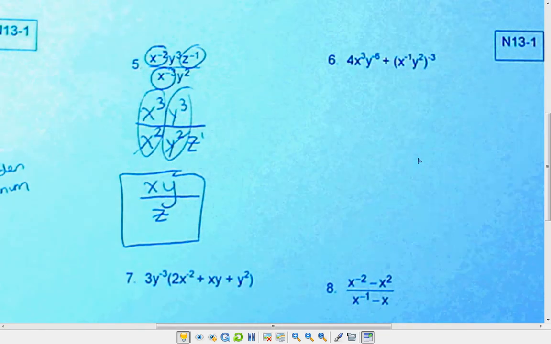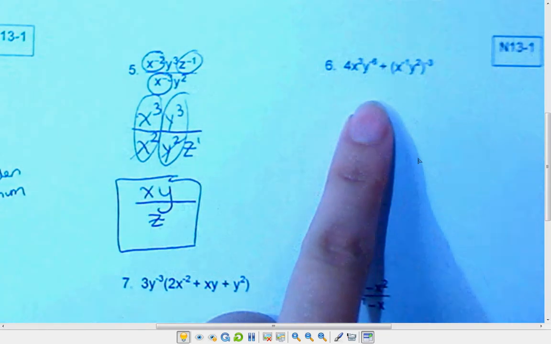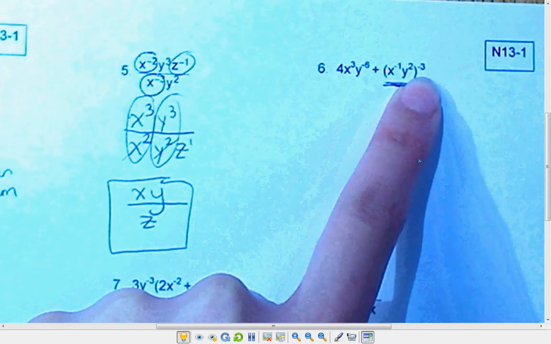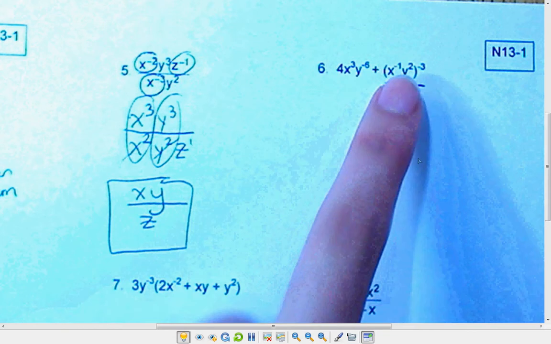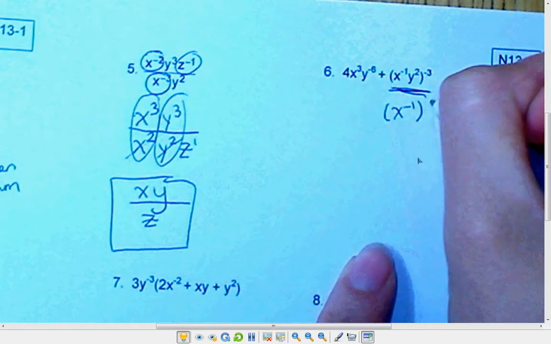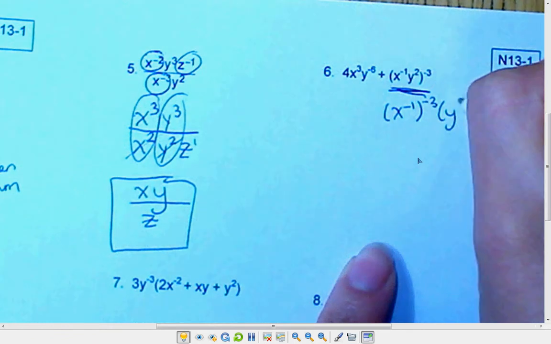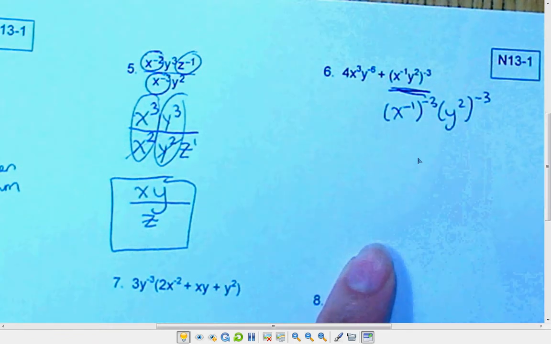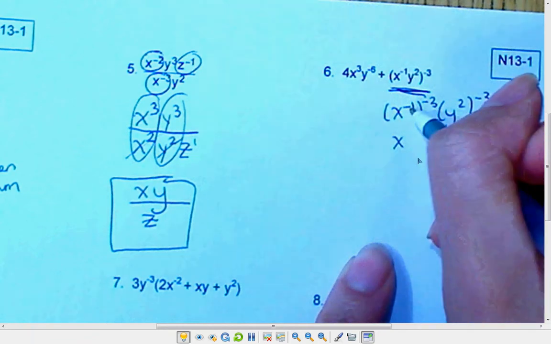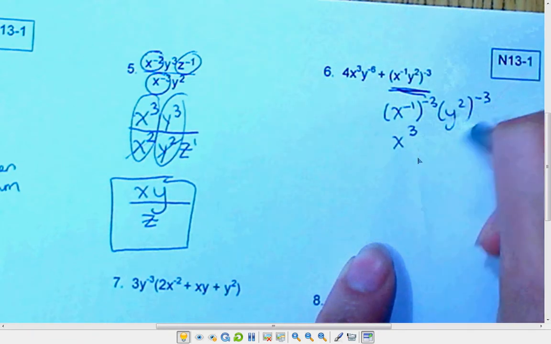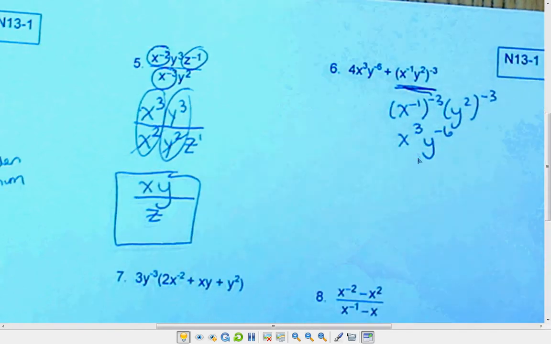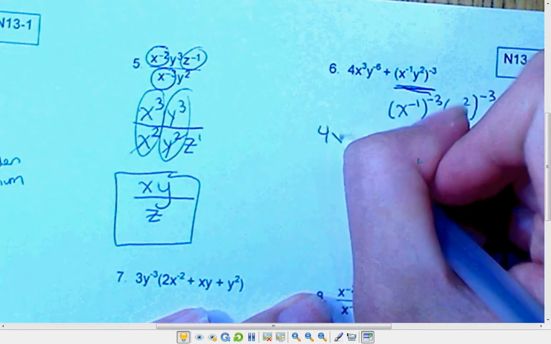Okay, let's look at number 6. So this is a 2-part problem. For this first part, I'm going to first distribute this negative 3. Just like what we did in problem number 3, I want to make sure that x to the negative 1 is being raised to the negative 3, and y squared is being raised to the negative 3. So see how there's only one base, but 2 exponents? When I multiply negative 1 times negative 3, it's positive 3. 2 times negative 3 is negative 6.